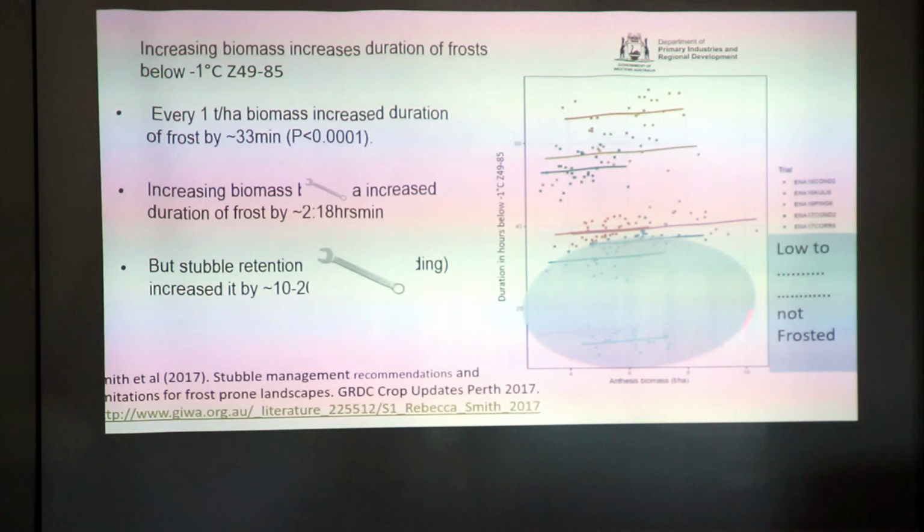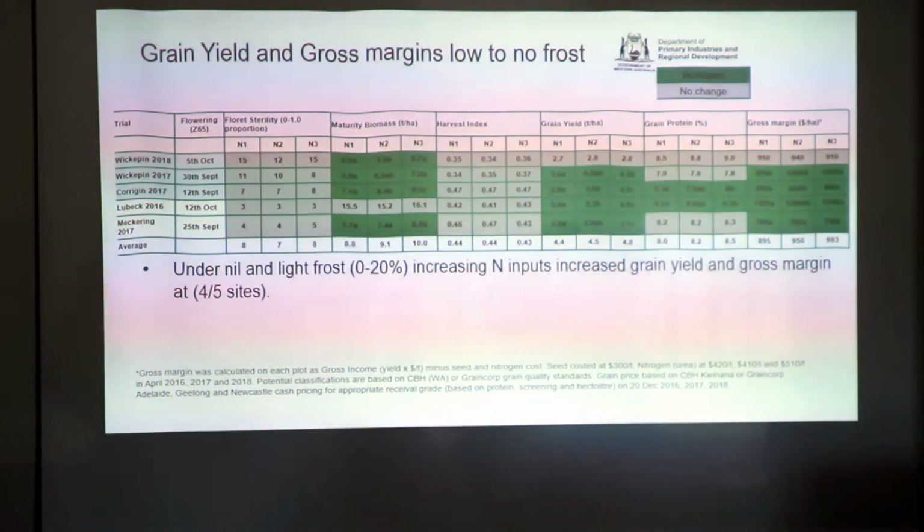So let's actually go and have a look at some of the yield data and the gross income changes across this. We've classified the sites as low to not frosted, and this is a busy table, so I will take a little bit to explain it. These are the grain yield and gross margins in those sites with low to no frost. These are the actual sites: Wickerpin 2018, 2017, Quarrigen 2017, Lubeck in Victoria in 2016, and Meckering in 2017. That's when they flowered, from the 5th of October to around 12th of September.